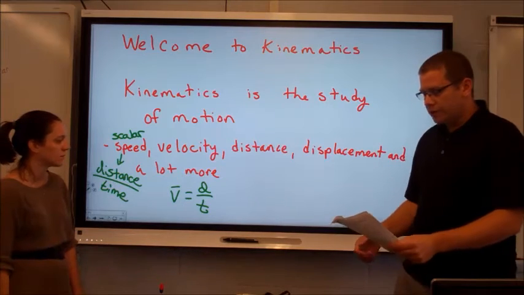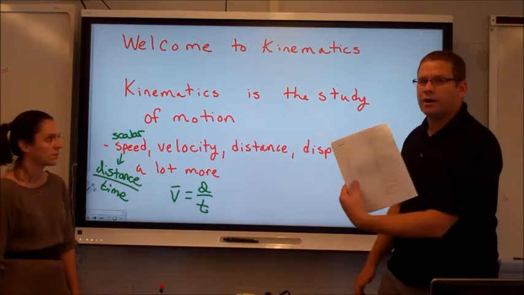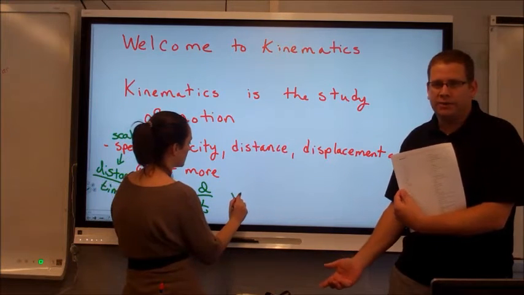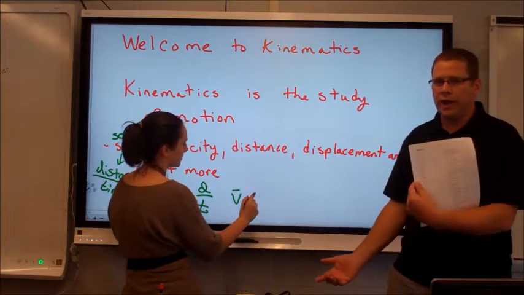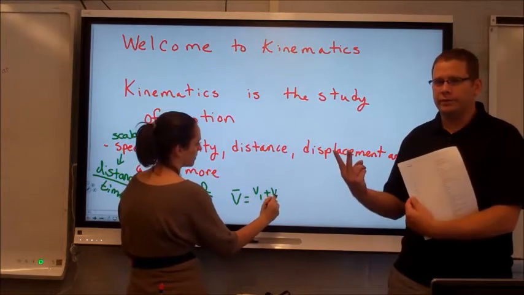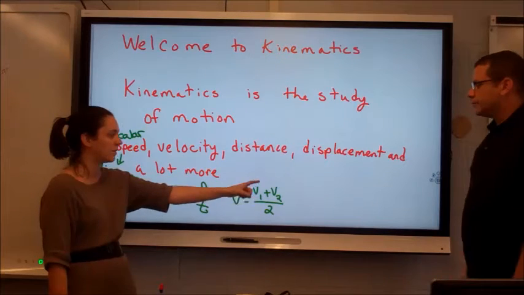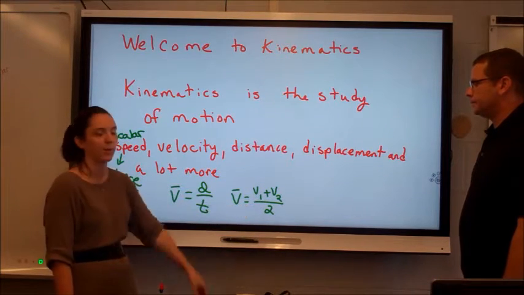There is another equation that you can use to find average velocity that's not on the reference table, but it's the same equation that you use to find the average of anything. Let's say you had two velocities. You would add them and divide by 2, and you get the average. So your average velocity is v1 plus v2 divided by 2.